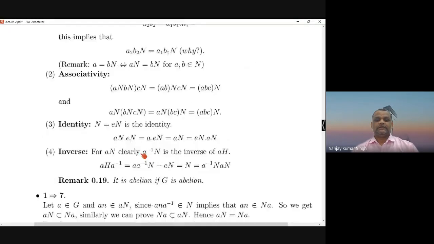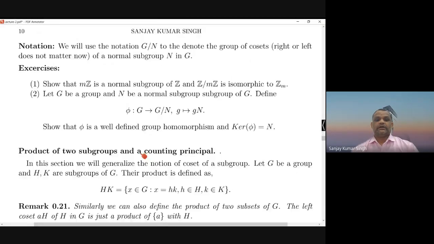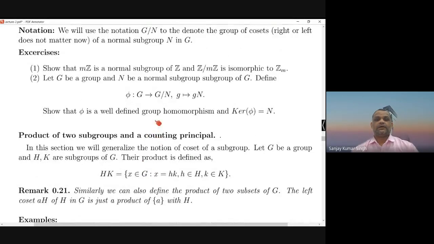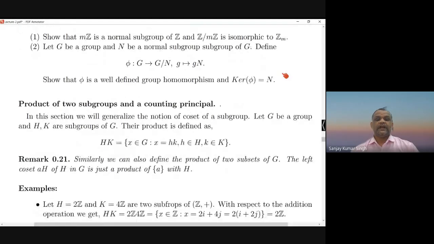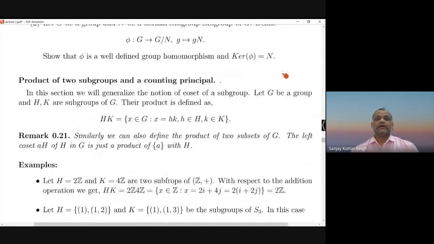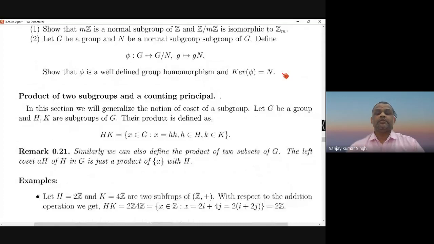Again, one more observation. We know that mZ is a normal subgroup of Z. So again, you can talk about this group Z/mZ. This is now a group, and it is easy to check that it is isomorphic to our earlier defined group, which was Z_m. Now, any questions on normal subgroups?